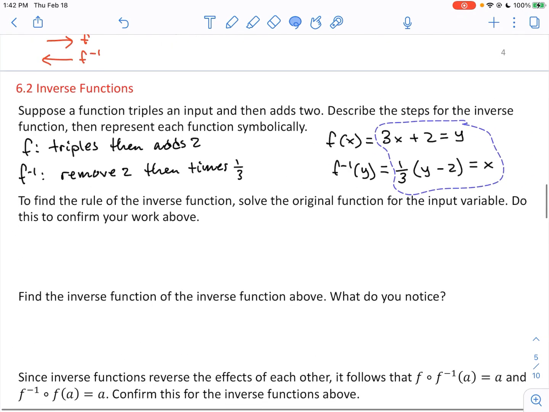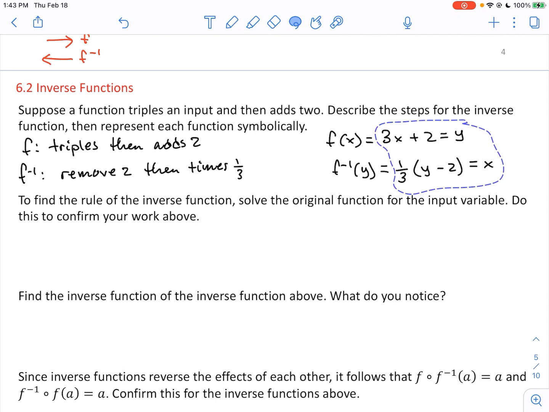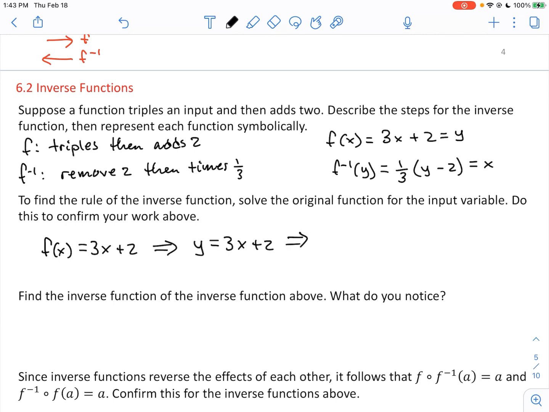Define the rule of the inverse function, solve the original function for the input variable. Do this to confirm. And here are the steps we follow. Let's say f of x equals 3x plus 2. The first thing I would do is change the f of x to y. Then the next thing I would do is solve for x. So I'm going to subtract. So we're going to get 3x equals y minus 2, and then multiply each side by a third. And then replace x with the inverse function notation.